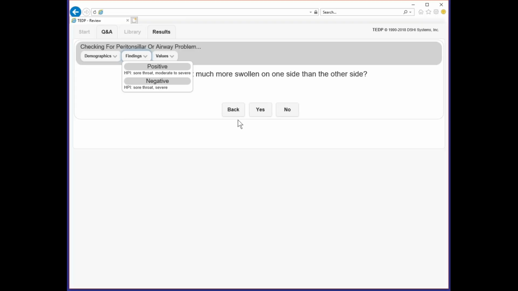To change an answer, the back button is used to go to the question that you would like to change from a yes to a no or no to a yes. It is recommended to only change the previous 1 or 2 answers. So let's continue forward. We would go through the questions. We would ask the caller each question. We can't skip a question.